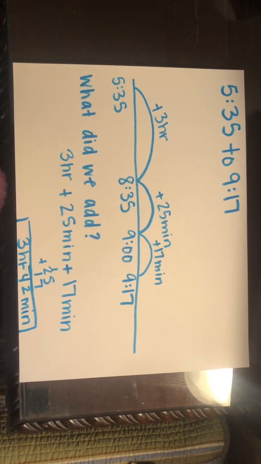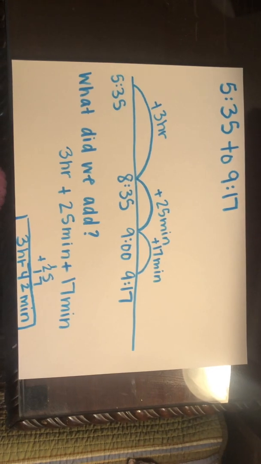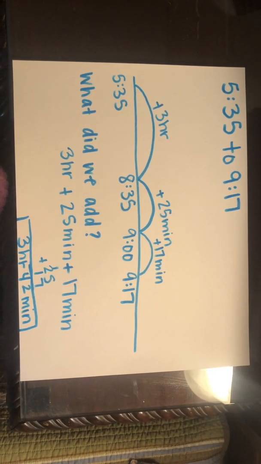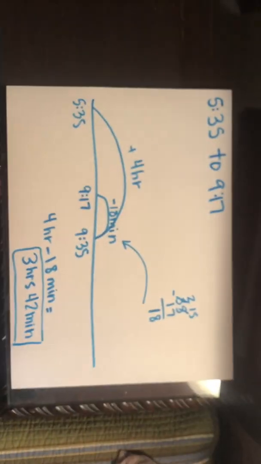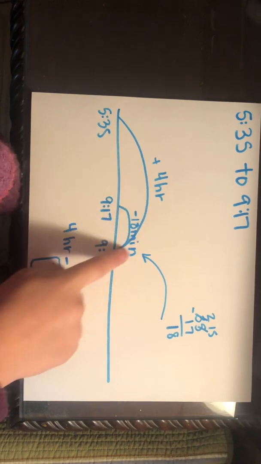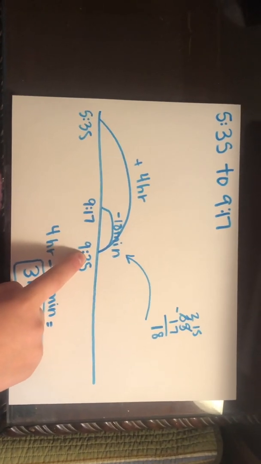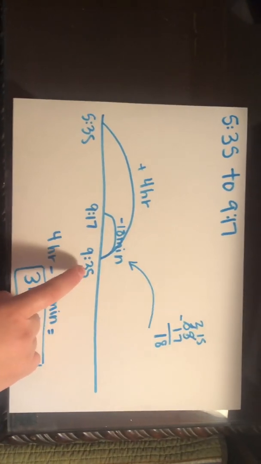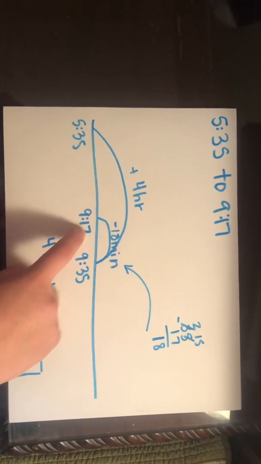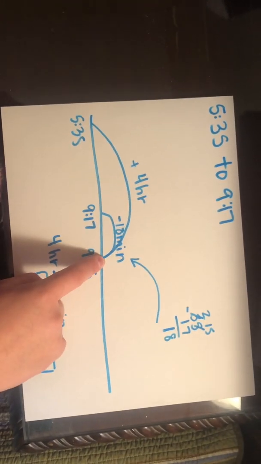There are many ways that we can count up. Here is another example of how a student counted up when given this problem. In this example, the student added 4 hours to 5:35 to get to 9:35. Now we run into a problem here. 9:35 is bigger than 9:17, so that's too much time that has passed.